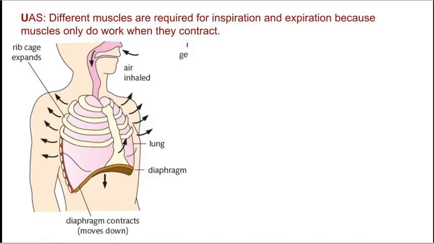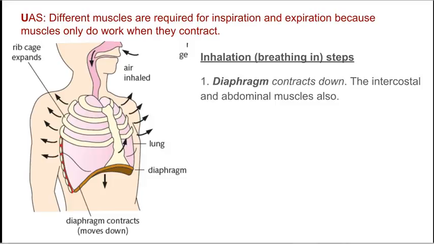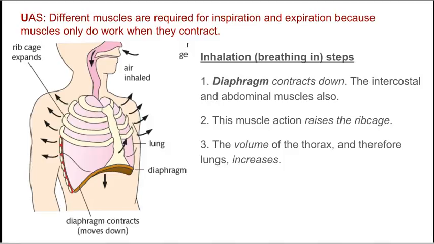Okay, so this is taken from your book, a nice simple diagram here. This is inspiration, the process where air is breathed into the lungs. A number of steps are involved here. First of all, the diaphragm contracts down. The diaphragm is the muscle located at the bottom there in the brown, and when it contracts, it pulls down. The intercostal muscles, or the muscles between the ribs, and also a particular set of abdominal muscles also contract to push the rib cage up. So this combination of the diaphragm pulling down and the muscles raising the rib cage, and we see the volume of the thorax and therefore the lungs increase.